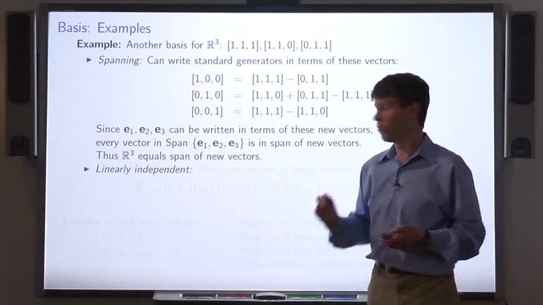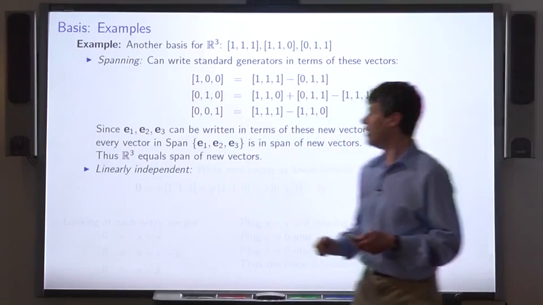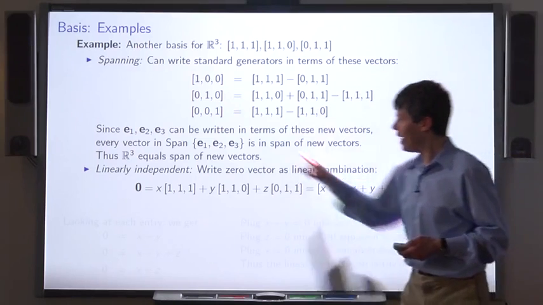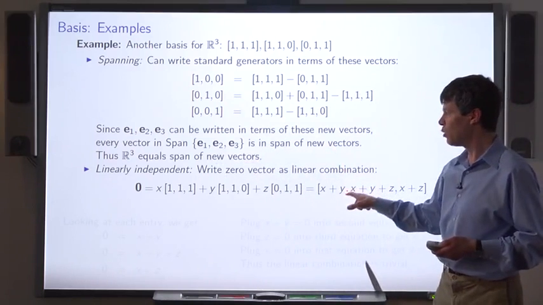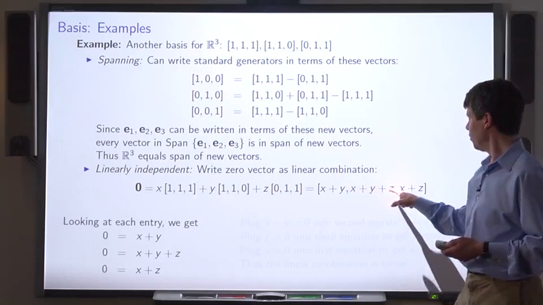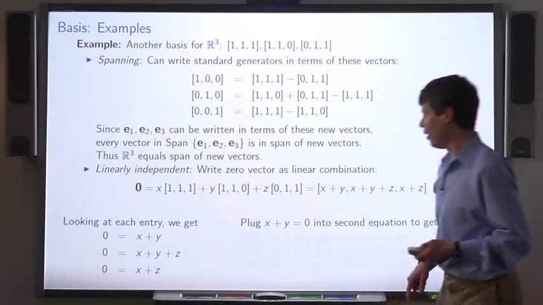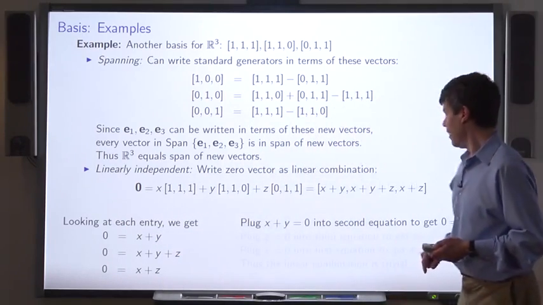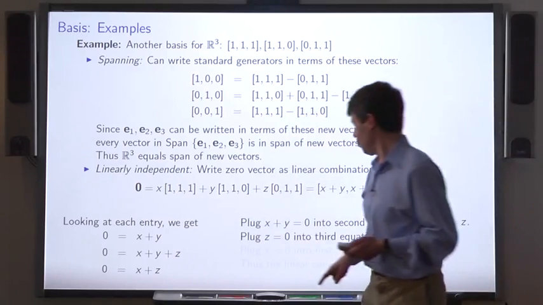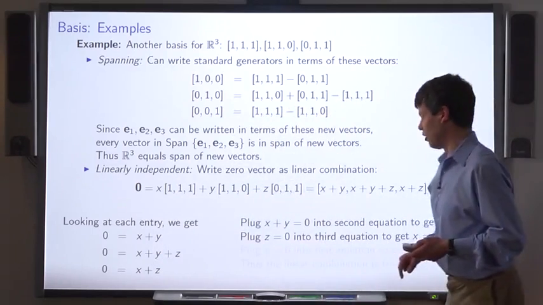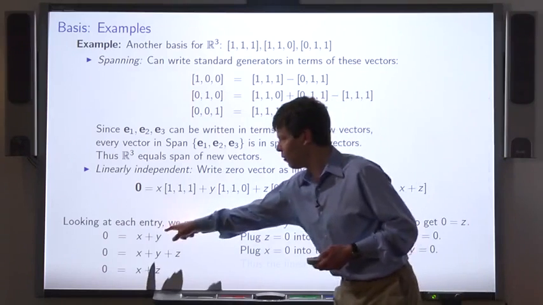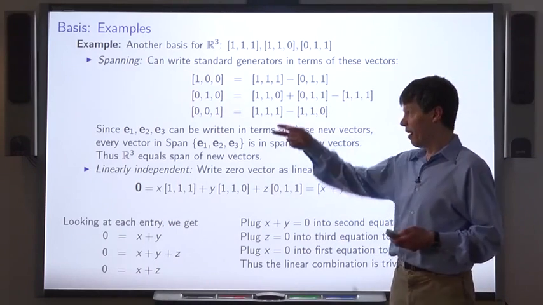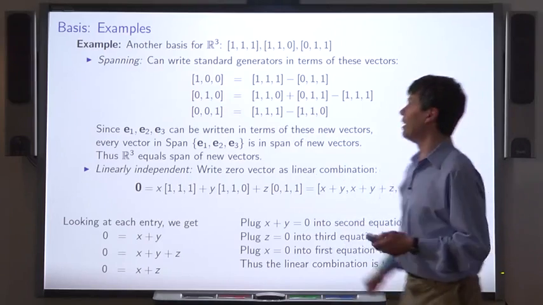Now we see that the vectors are linearly independent. Suppose we write the 0 vector as a linear combination of these vectors. Summing it up, we get this, and equating corresponding entries, we see that x plus y equals 0, x plus y plus z equals 0, and x plus z equals 0. Now, if we plug x plus y equals 0 into the second equation, we see that z equals 0. We plug z equals 0 into the third equation, we get x equals 0. And we plug x equals 0 into the first equation, we get y equals 0. So that shows that the linear combination is trivial. And therefore, these vectors are linearly independent.